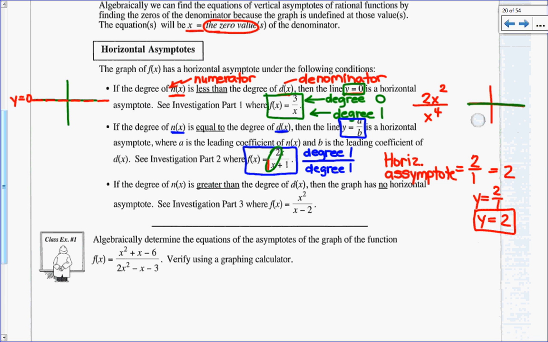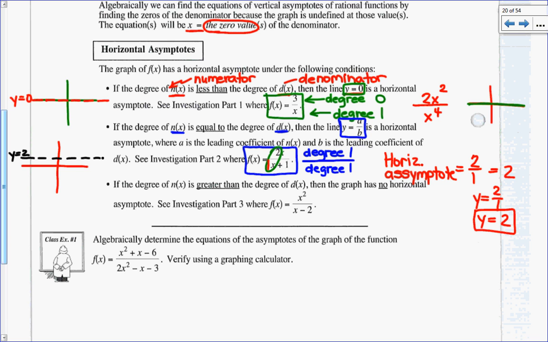Okay, so on a graph, if this was your graph, that line is located right here, where y equals 2. Right, so that means that that graph would approach and get closer and closer and closer to that line, but never actually meet it. Okay.